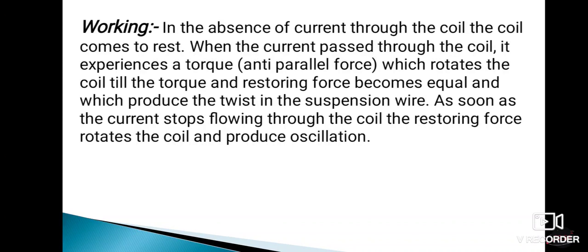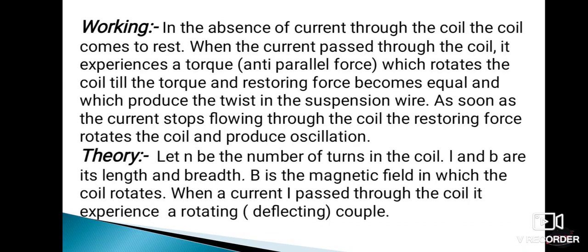So whenever current passes through the coil, the torque is produced, and with the help of the torque, the entire rectangular loop starts to rotate, and this rotation takes place until the torque as well as the restoring force become equal, which produces a twist in the suspension wire. As soon as the current stops flowing through the coil, the restoring force rotates the coil back and produces certain oscillation here.